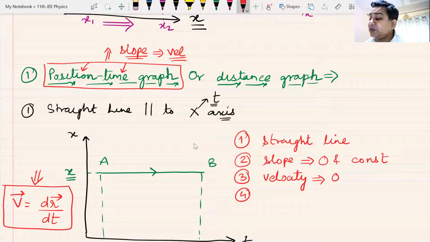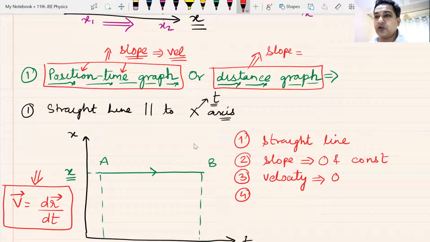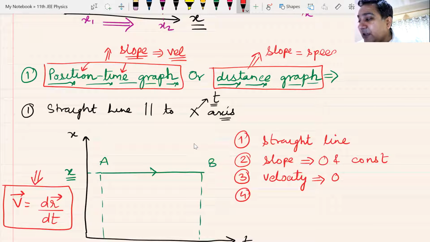Now, if the slope of position time graph gives us velocity, what will the slope of distance time graph give us? Yes, Anna. The slope of distance time graph will give us speed. Am I clear, everyone?